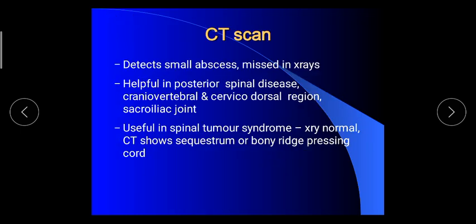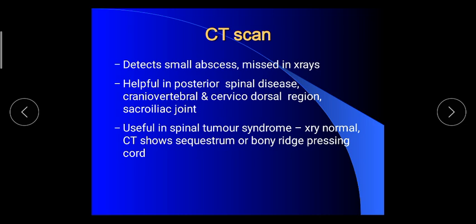CT scan. This can detect even small abscesses which are missed on the X-rays. CT scan is also helpful in posterior spinal disease. That is, when the lamina and spinous process are involved, it is called posterior spinal disease. These are difficult to be seen in the X-rays. And also lesions in the craniovertebral junction, cervicodorsal junction, and sacroiliac joints are difficult to detect in the X-rays. This can be detected in CT scan.